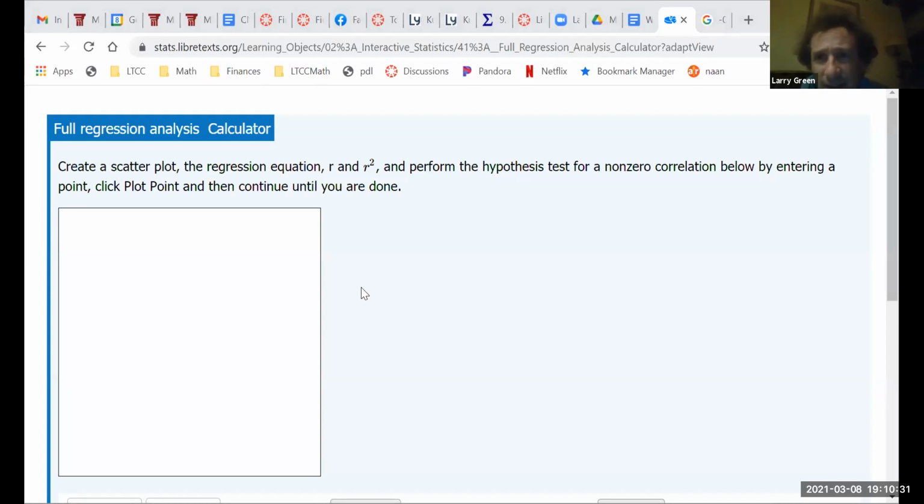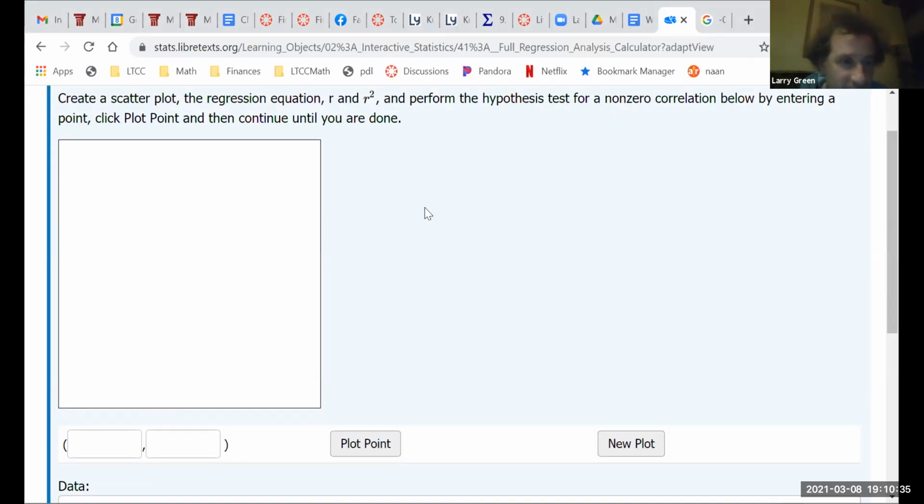And the way I program this is kind of a little different than some of the others because I wanted to visualize things. I asked you for the points. You put the point in. So the first point was 8, 15. And you hit plot point. And it plots the point. And then you put the next point, which was 31, 12. And you hit plot point.